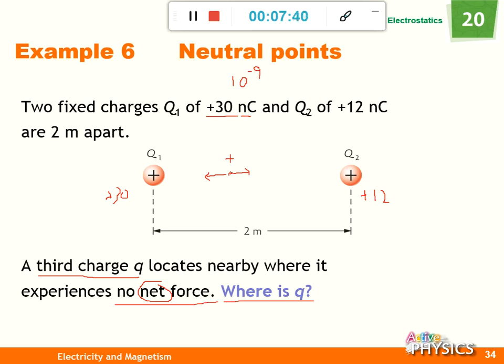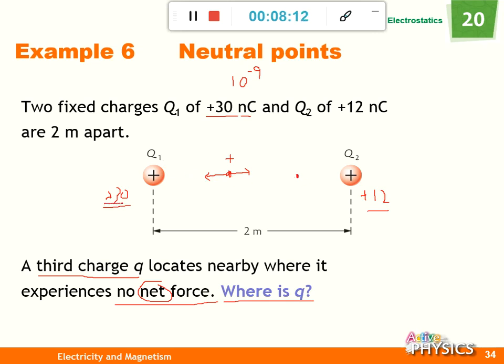Now, try to understand. Both forces should be the same, but you can see that this charge is greater than this. It means that the effect of it is larger than this one. Q1 is stronger than Q2. In order to have the same amount of force, where is the position of this charge Q? Should it be near to Q1? Of course not. This one should be here.